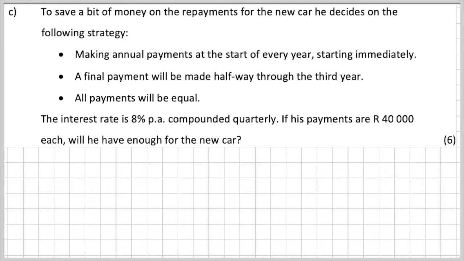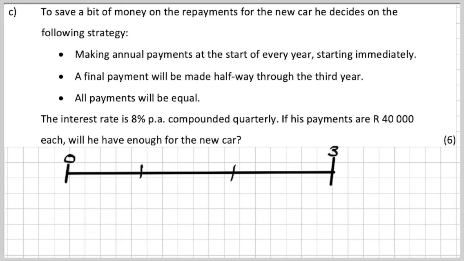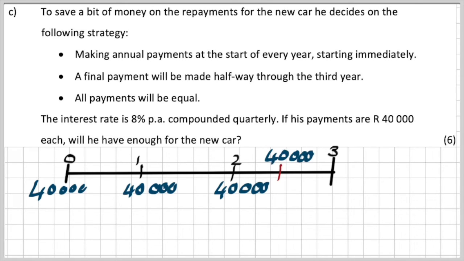So let's start by drawing a timeline. I've got a number of things that's happening. First of all, at naught, I'm going to invest 40,000 Rand. At the beginning of the second year, I'm going to invest another 40,000 Rand. Then again, at the start of the third year, I'm going to invest a further 40,000 Rand. Then halfway through the third year, I'm going to invest another 40,000 Rand.